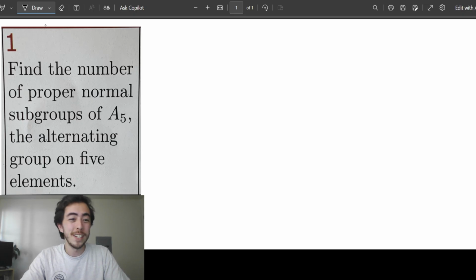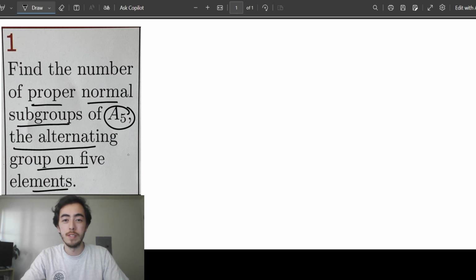We need to find the number of proper normal subgroups of A5. And then it gives us a definition of what A5 is, the alternating group on 5 elements.